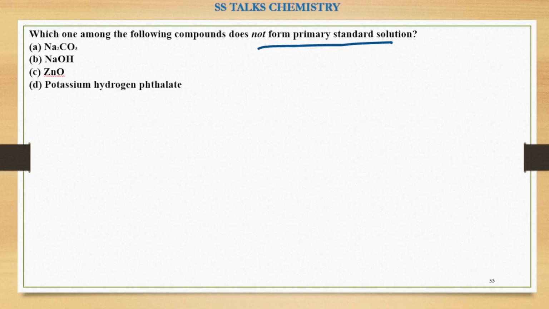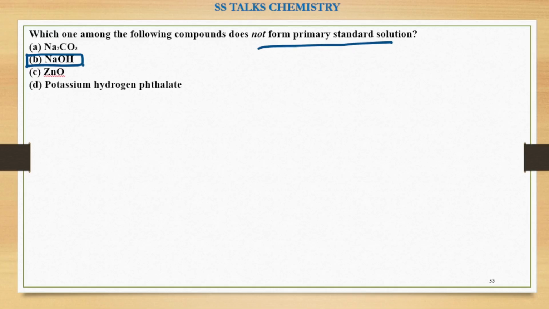Among the given options, last class we also encountered NaOH. I told you NaOH is hygroscopic in nature. It can absorb water molecules from the surroundings, so that is why it cannot be used as a primary standard. Instead of NaOH, I'll be using something else as the primary standard solution. That is why in the labs this NaOH solution has to be prepared.